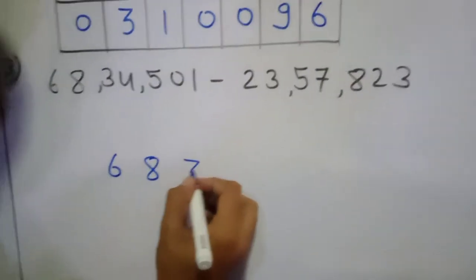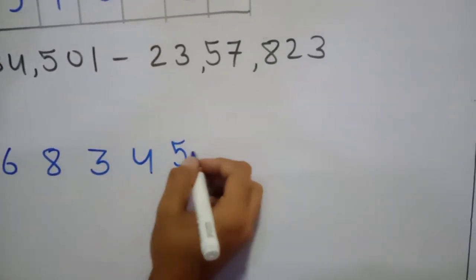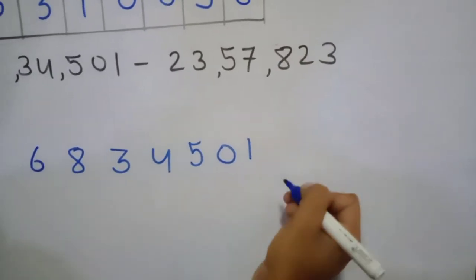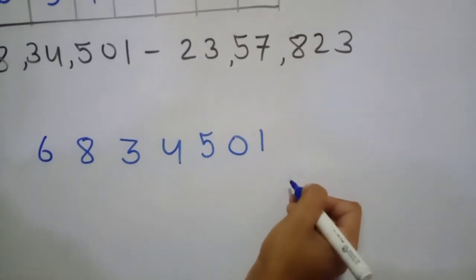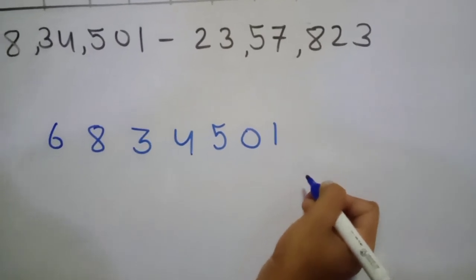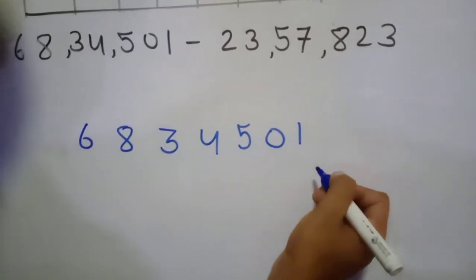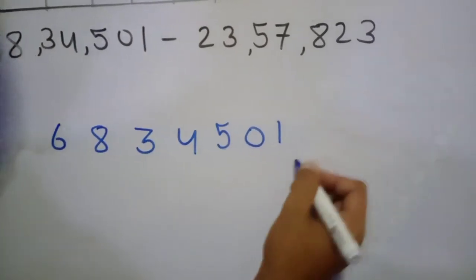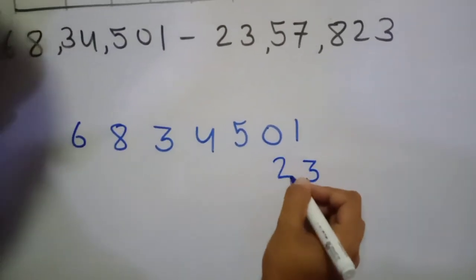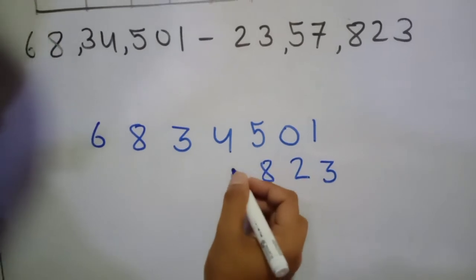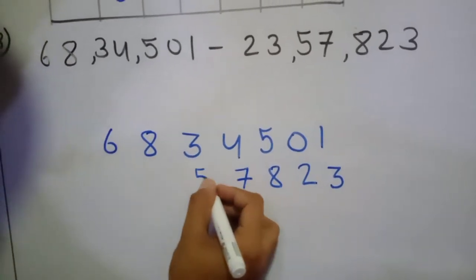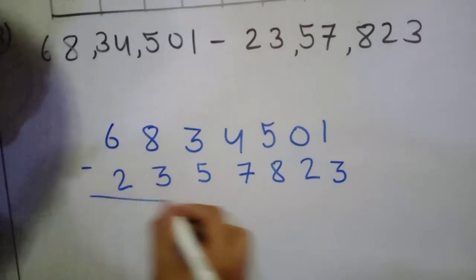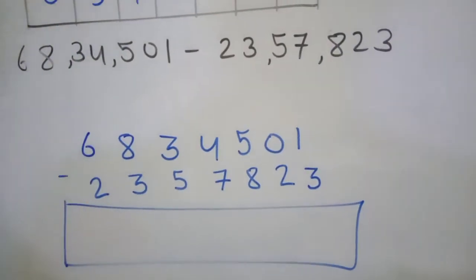6, 8, 3, 4, 5, 0, 1. The next number we have to start from the unit place. And we have to keep in mind that each digit is placed below the corresponding digit in the first number. So 3, 2, 8, 7, 5, 3, 2. This way we can arrange it.